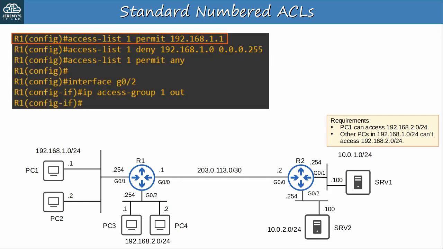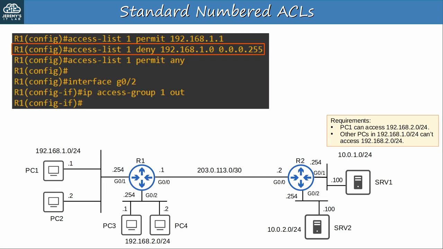First, I configured ACL 1 with an entry permitting 192.168.1.1/32. That will achieve the first requirement, allowing PC1 to access 192.168.2.0/24. Then I configured an entry denying the 192.168.1.0/24 network. This will fulfill the second requirement. The order of these is very important. If I denied 192.168.1.0/24 first, PC1 would not be able to access 192.168.2.0/24, even if I put an entry permitting PC1 after the deny entry.